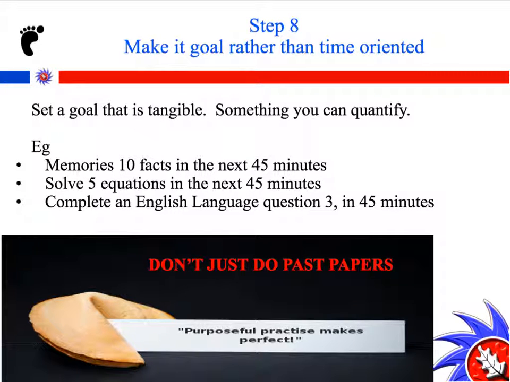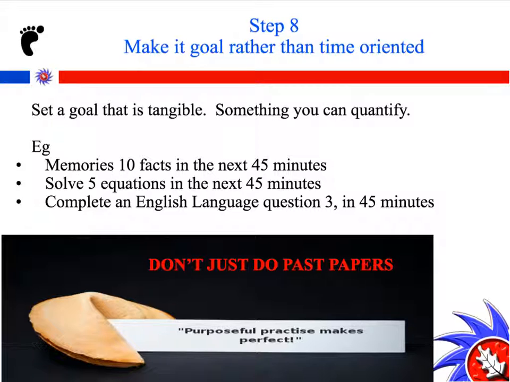Step 8 goes with the previous step really nicely, to making sure your revision is goal-orientated rather than time-orientated. I've said to do things in 45-minute slots. That's the time that you're going to give yourself every session you sit down to do. But make sure you tell yourself specifically what those slots are going to include.